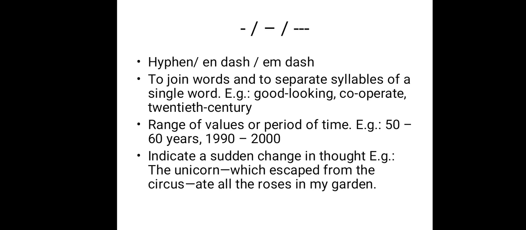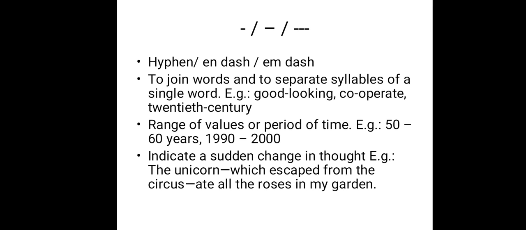For example, the hyphen is used to join words and to separate syllables of a single word. Usually when we combine two words, to make compound words like good-looking, co-operate, 20th-century, we use a hyphen to connect both the words and form a new word. And second is the use of the n dash.